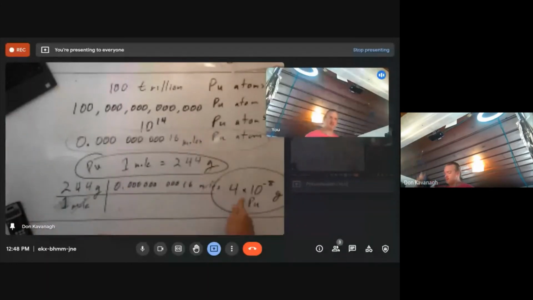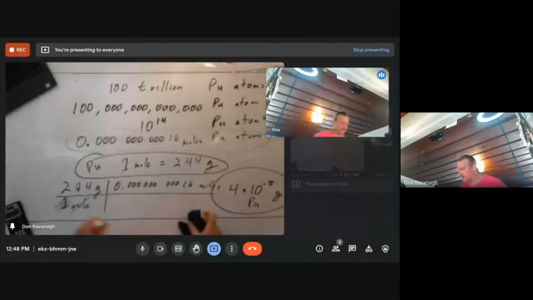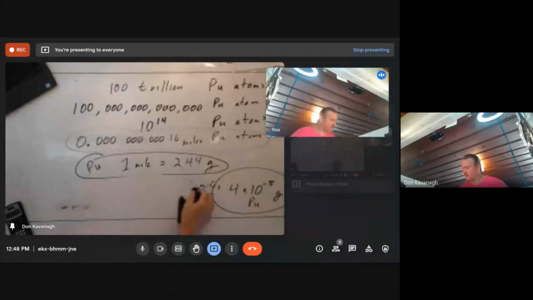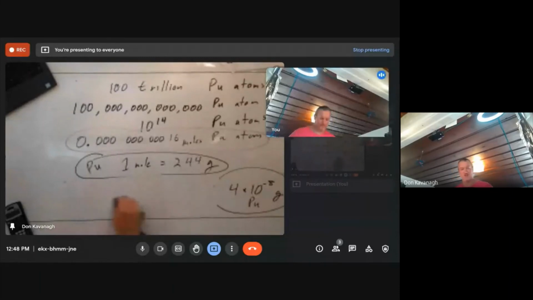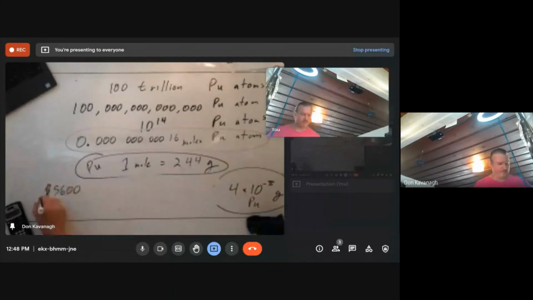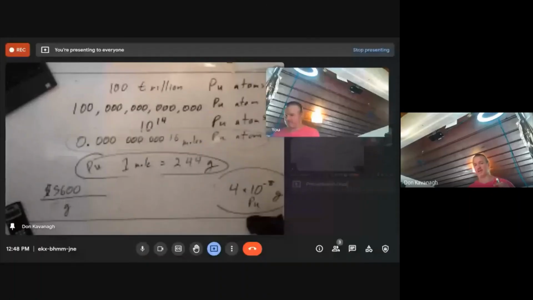Let's write those numbers down and put them into a scaffold. We want our final answer in dollars. The board's getting a little crowded here, but I think I can fit this in. So we said that $5,600 per gram is the cost of plutonium on Amazon, not including shipping.